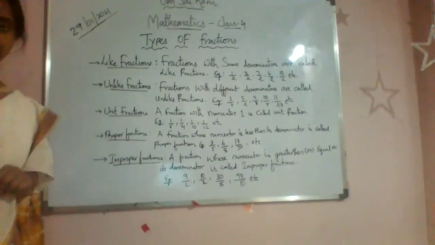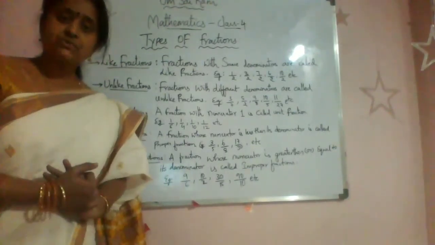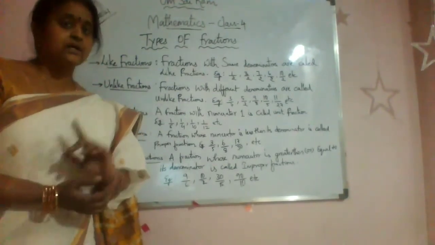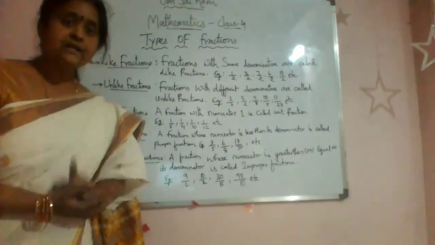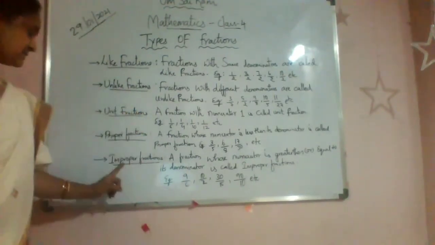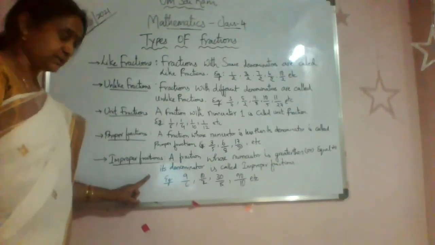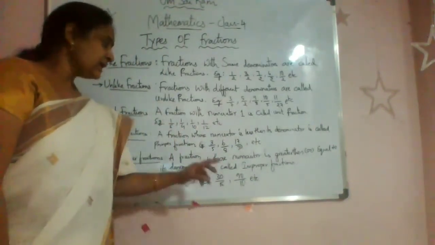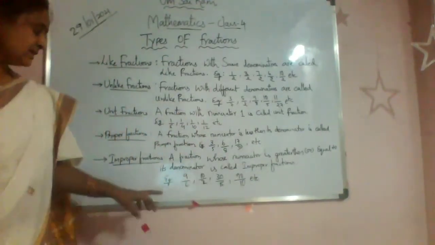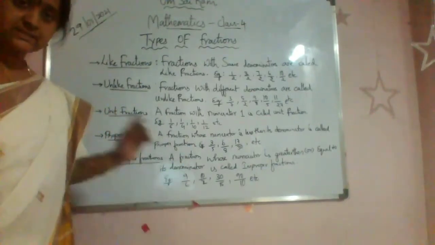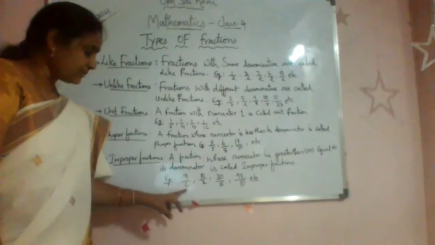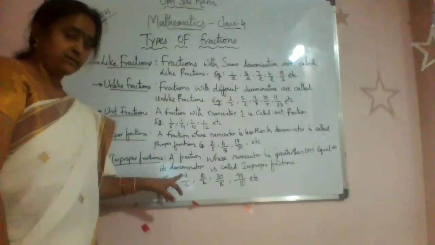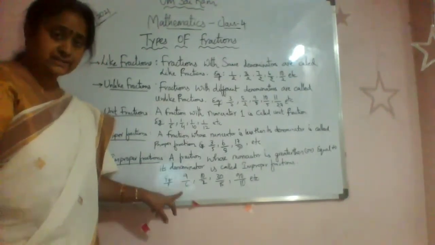Now, improper fraction. Proper fraction means the numerator is lesser than the denominator. Then improper fraction? Yes. If the numerator is greater than or equal to its denominator, then we can say the fraction is an improper fraction. A fraction whose numerator is greater than or equal to its denominator is called an improper fraction. That means 9 by 6. Here observe the numerator is 9 and the denominator is 6. So it is an improper fraction. 9 is greater than 6.